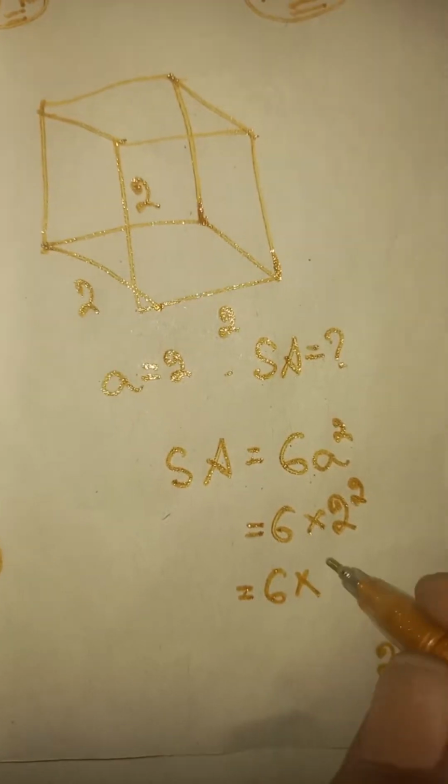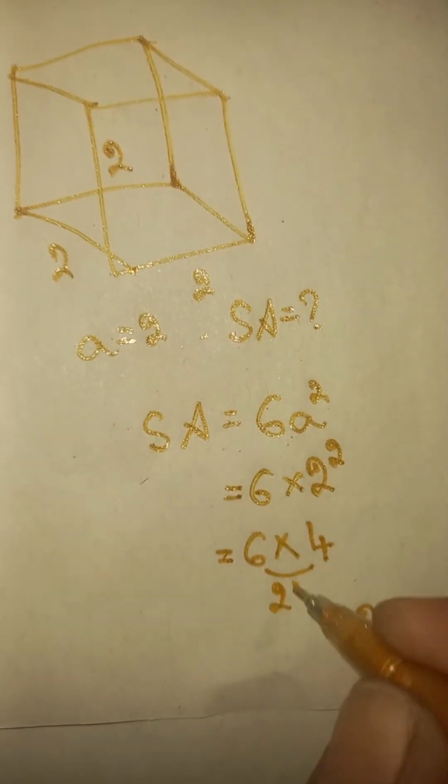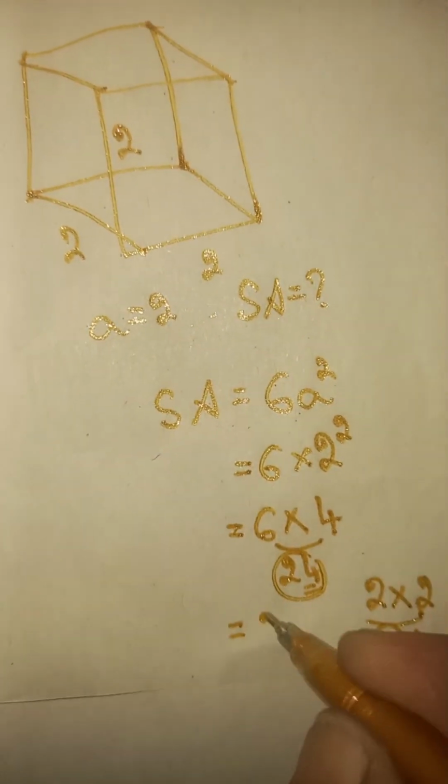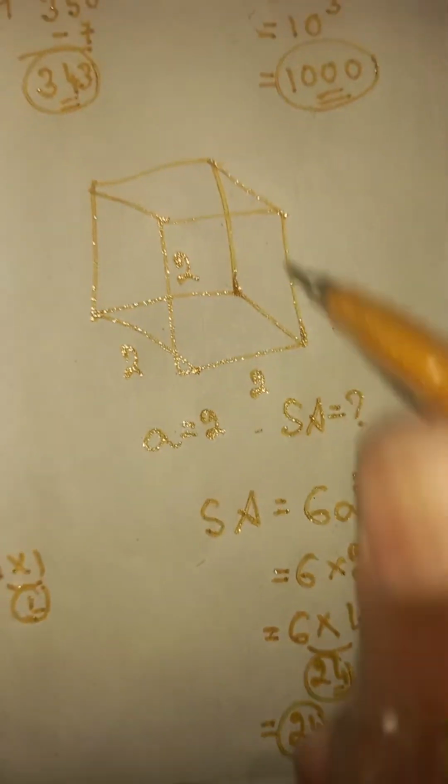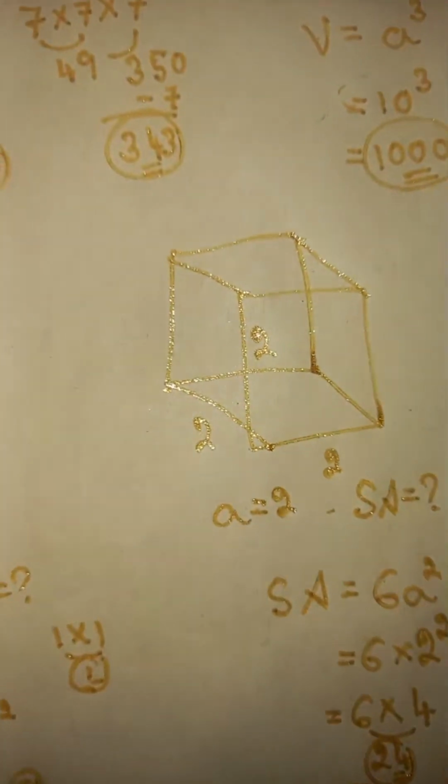So it is 6 times of 4. 6 times of 4 is 24. So it becomes 24 square units is the surface area of this cube.